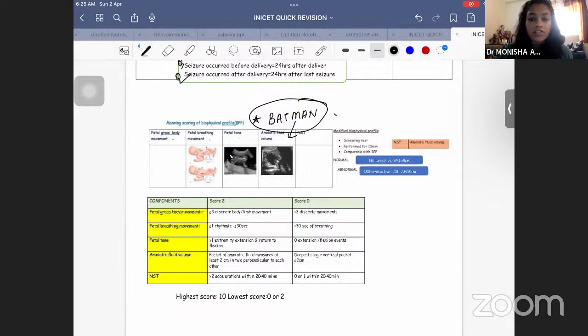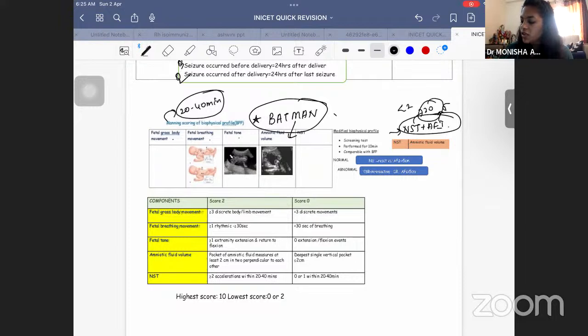What is the modified biophysical profile? Definitely they'll ask. It is with NST and amniotic fluid volume. You do an NST and AFI. This is quicker. It will take up to 20 to 40 minutes to complete. You do an NST for 20 minutes, and AFI will not even take 5 minutes. You can finish this in less than 20 minutes. This is a screening test, but remember, NST should always be done for 20 minutes.